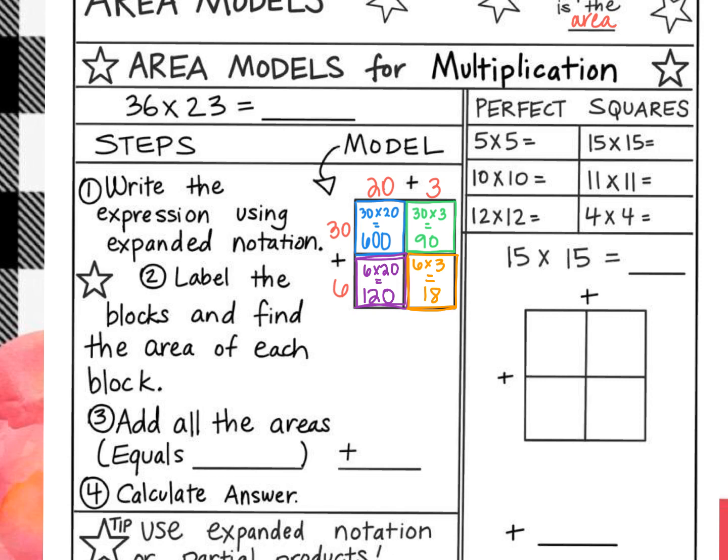Add all of the areas. So once I add all of the areas, that's going to equal my product. You're writing the word product in the blank there. So when you add all of the areas together, I'm taking 600 plus 120 plus 90 plus 18.